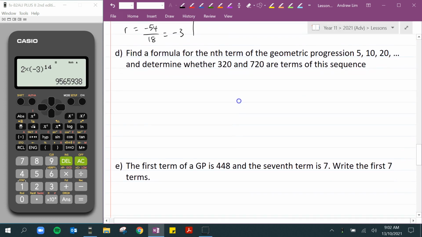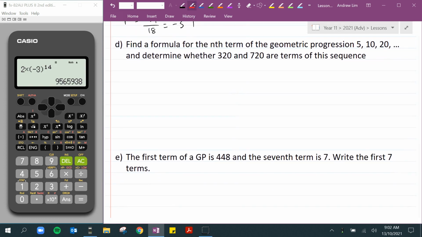Alright, question D. Find a formula for the nth term of the GP 5, 10, 20, etc. and determine whether 320 and 720 are terms of this sequence. It tells us it's a GP already, so we don't actually need to prove that it's a GP. All we need to do is work out what the common ratio is. So the common ratio is going to be 10 out of 5, which is 2.